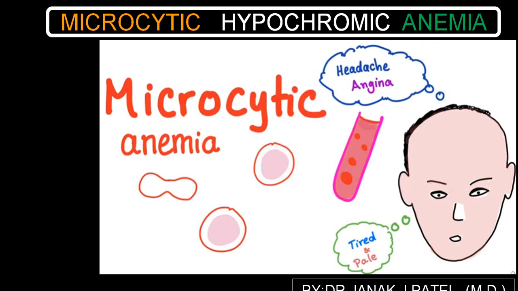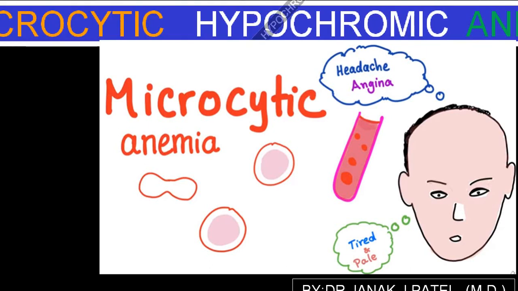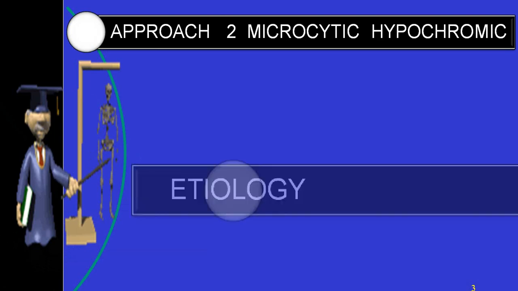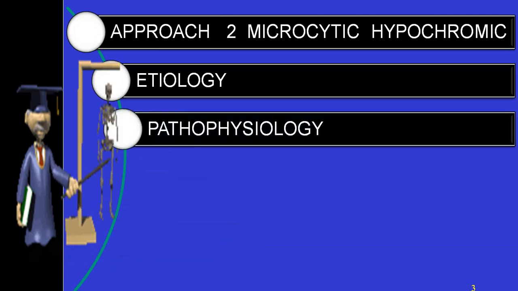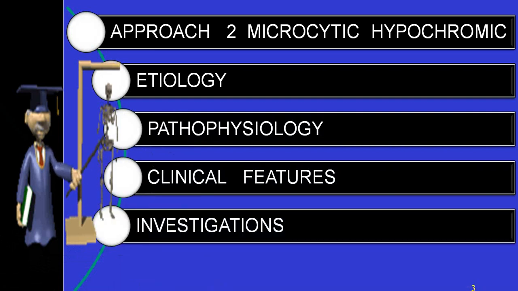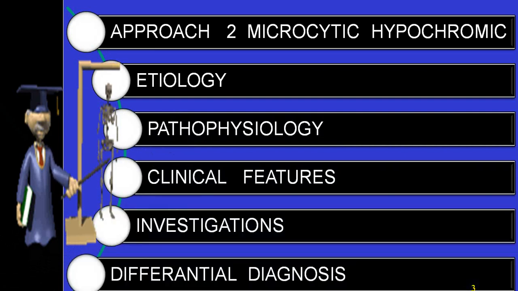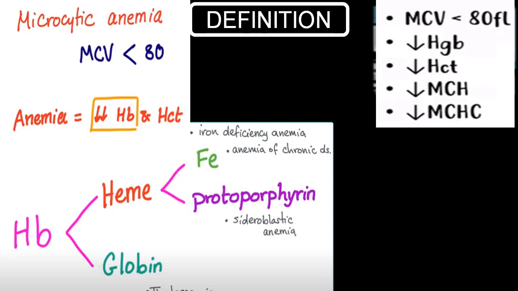So we are going to discuss RBCs which are small in size, less than 80, which is going to have hypochromic anemia, and there are a good number of conditions which will come under these headings. So we'll be going through that as we pass on. We'll be discussing under different headings: approach to microcytic hypochromic anemia, etiology, pathophysiology, clinical features, investigations, differential diagnosis, and then, in brief, some of the common condition management as well as complications.